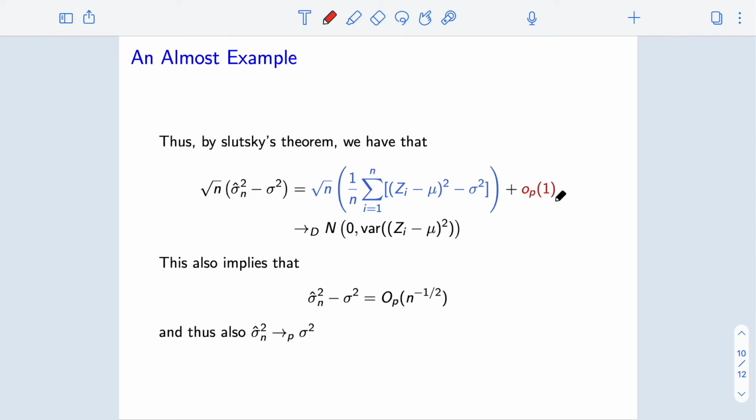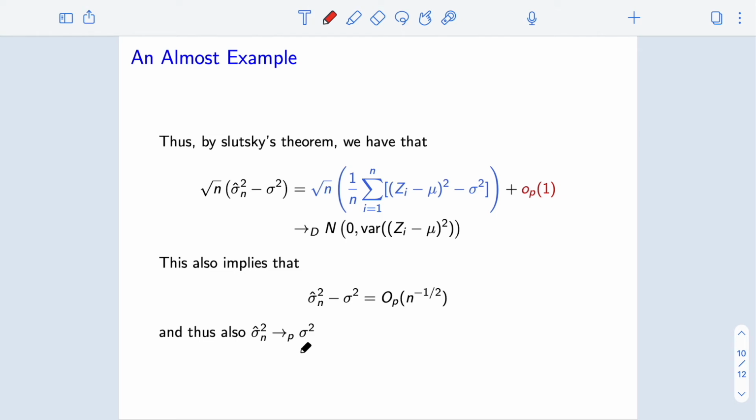This also tells us that estimator minus truth is big O_P of n to the negative 1/2. So it converges no more slowly to 0 than at a rate of n to the negative 1/2, although we know that rate is precisely correct because of the central limit theorem, and thus also we have consistency, right? That's the weakest result, but sometimes what we're going to use, that the sample variance is consistent for the population variance. And as a reminder, this is when we didn't know the population mean, so we had to plug in the sample mean as an estimator.